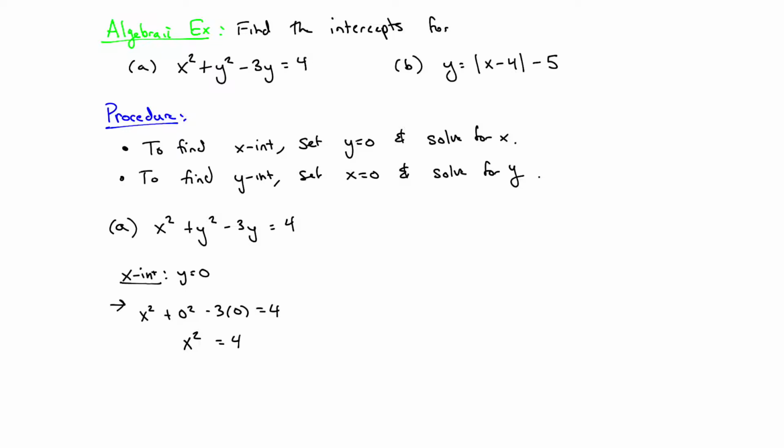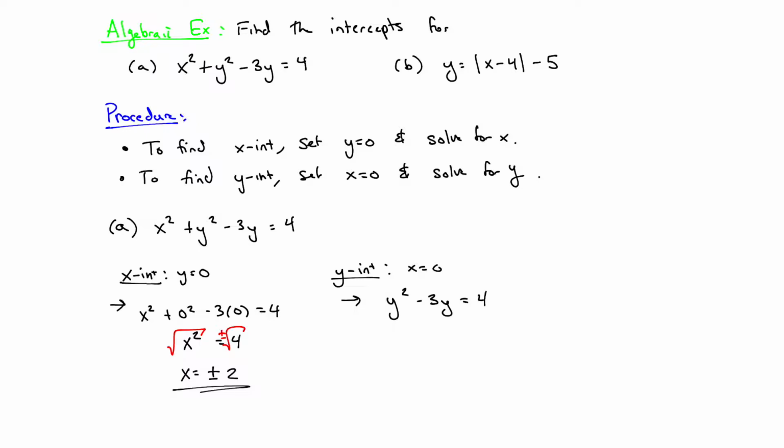But then we could use the square root property. Don't forget about the plus or minus. And then you'll get that x is equal to plus or minus 2. Those are my x-intercepts. For my y-intercepts, you're going to set x equal to 0, and this time I'm going to show you what I mean by skipping this step. If you plug in 0 for x, it's just going to go away, and you're going to get y squared minus 3y is equal to 4.